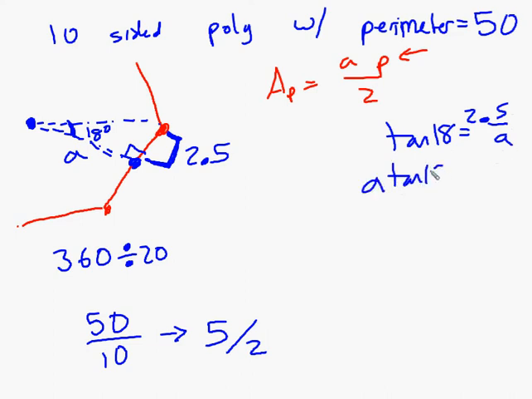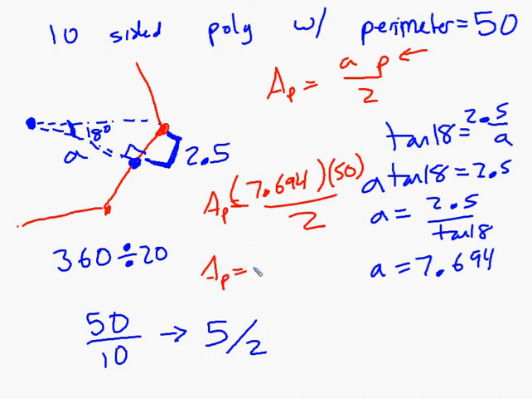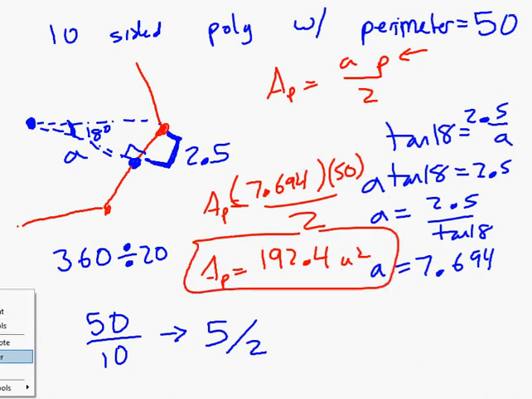Cross multiply, or clear, whichever way you want to think of that. And then we divide both sides by tan 18. So 2.5 divided by tan 18 is 7.694. Okay, so now we have our apothem, so we can go back to our formula. And the area of the polygon is going to be 7.694 times 50 divided by 2. 192.4.